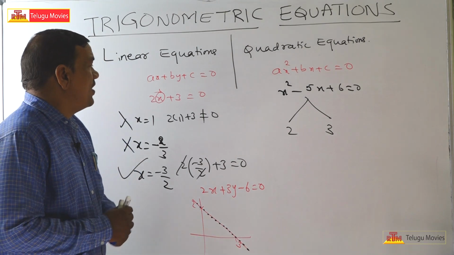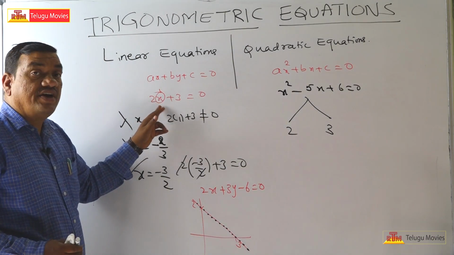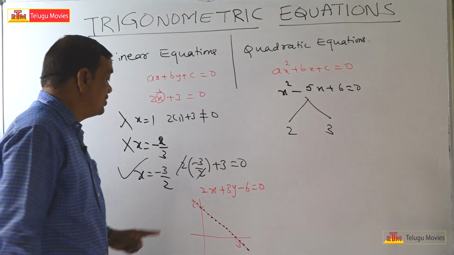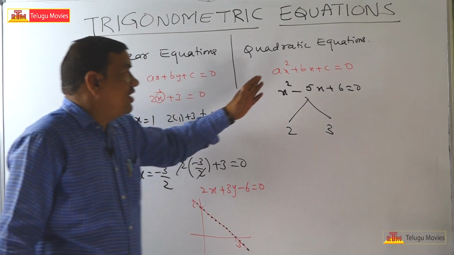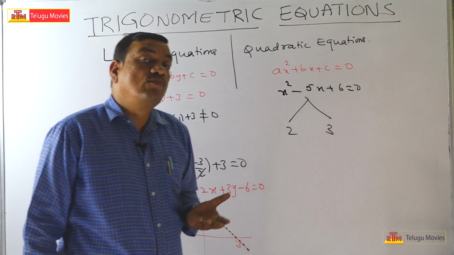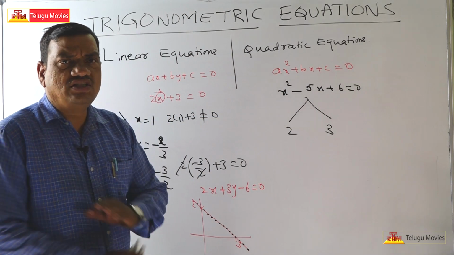That means, for a linear equation, if one single variable is there, you get one solution. If two variables are there, you get an infinite number of solutions. Every quadratic equation will have at most two solutions. That is the knowledge we have.